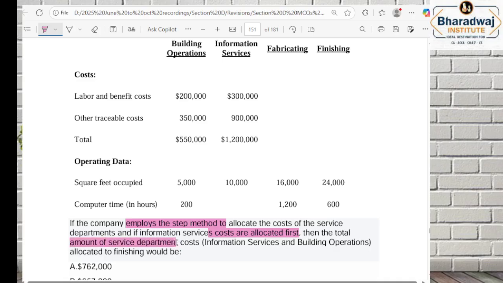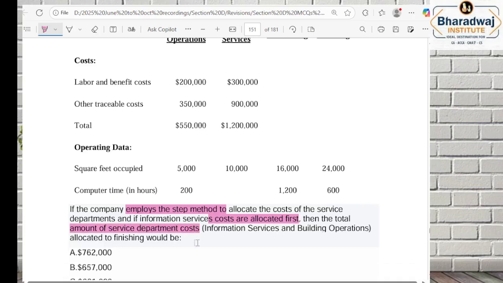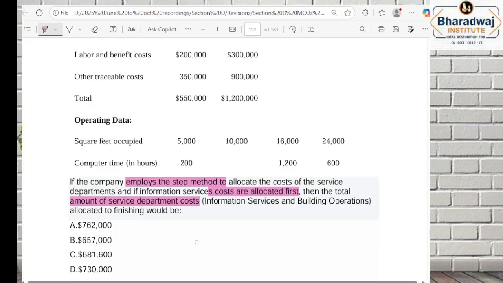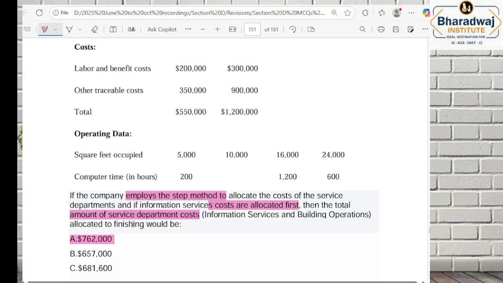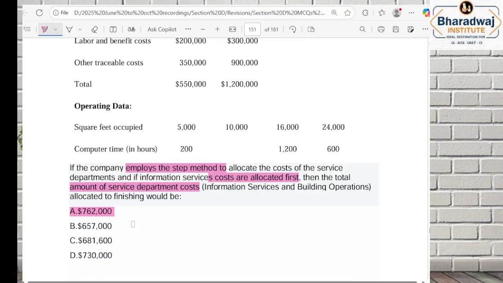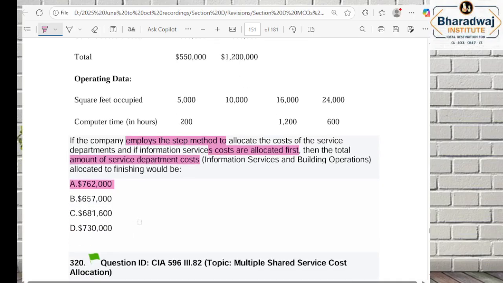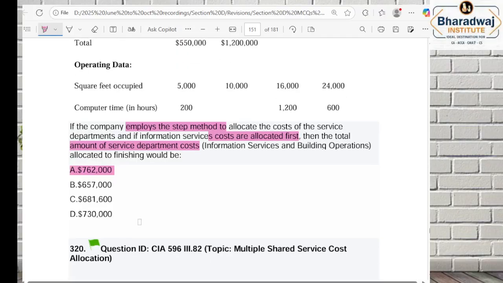Then total amount of service department cost கொடுத்திருக்காங்க. So we can work out step method. The answer will be 7,62,000. I'll share the answer also. Of course, I request you to try this on your own. 7,62,000 will come.